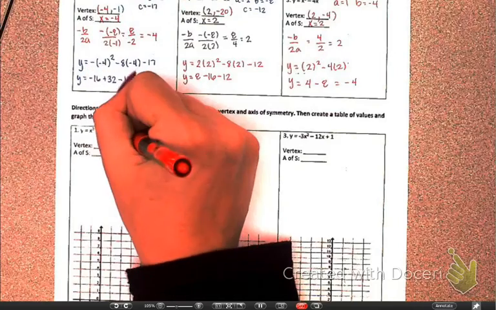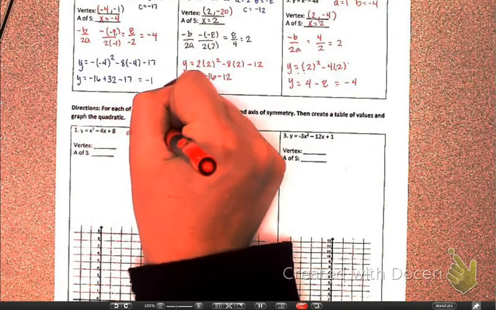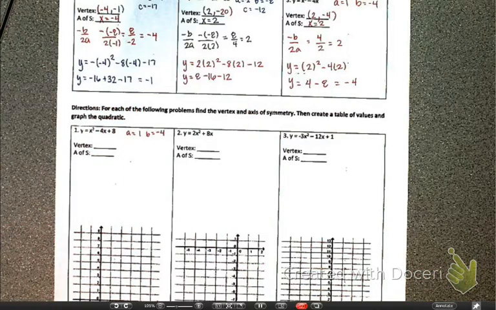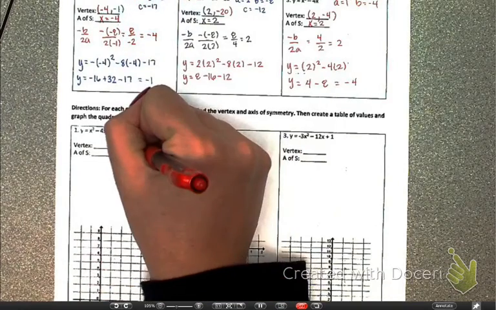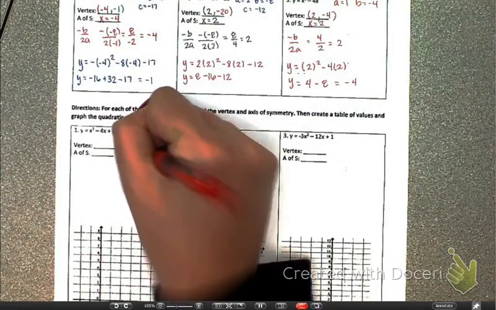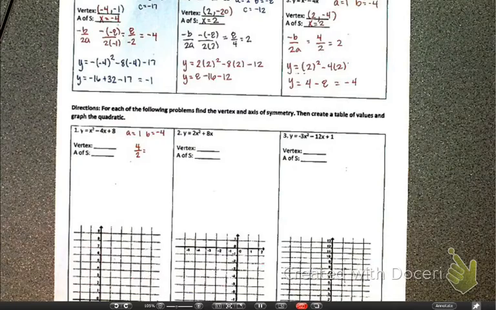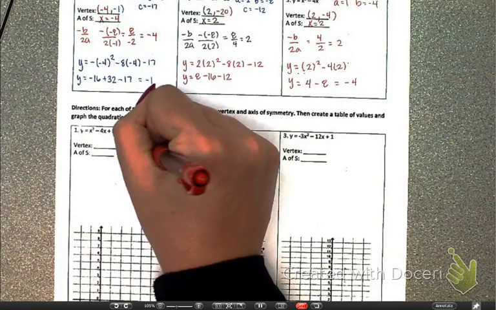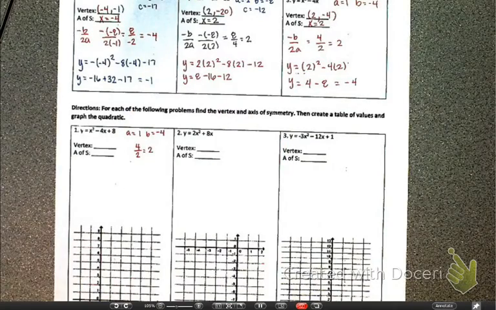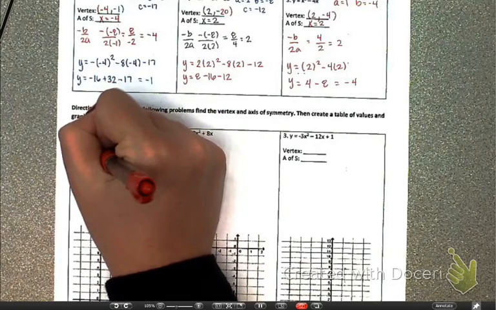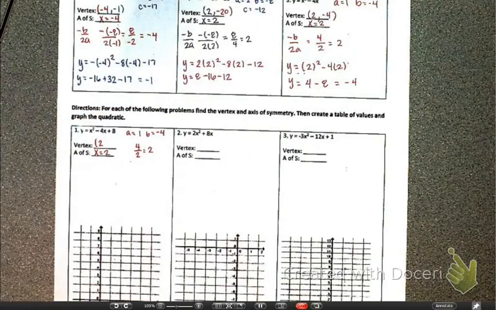I know A is 1, B is negative 4. So if I plug it into negative B, that becomes a positive 4 over 2 times 1, which is 2. Which means the x value of my vertex is 2. Everyone agree? The axis of symmetry is also 2.